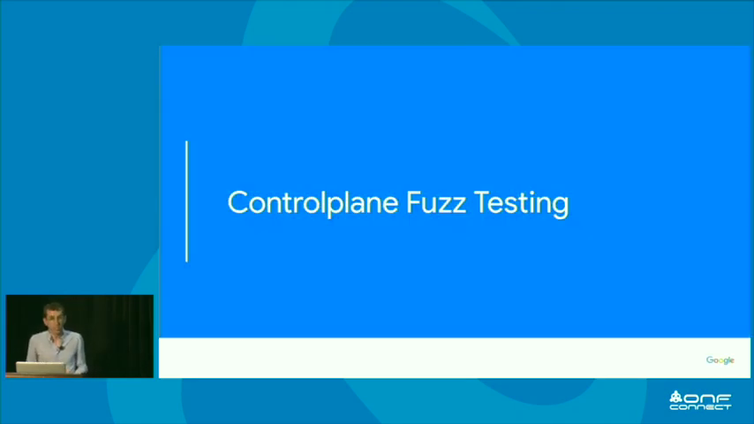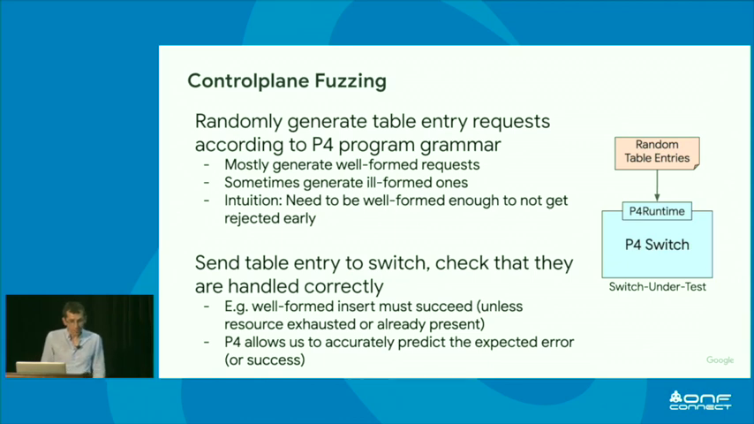All right, so let's start with control plane fuzzing. The intuition behind fuzzing is essentially you want to come up with random inputs and send them to your system under test and make sure that the system under test is behaving correctly. But one main challenge with fuzzing is usually that you need those inputs to be somewhat well-formed, because if they're completely ill-formed, then your system under test is usually just going to reject them very early on, and you're not really going to test anything interesting and deep inside the implementation of your system under test.